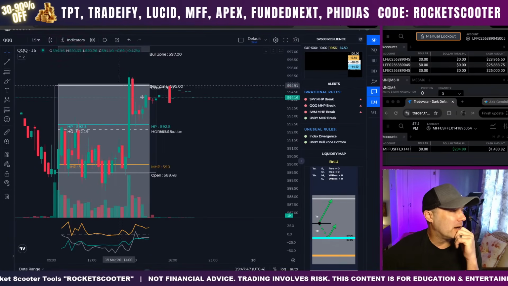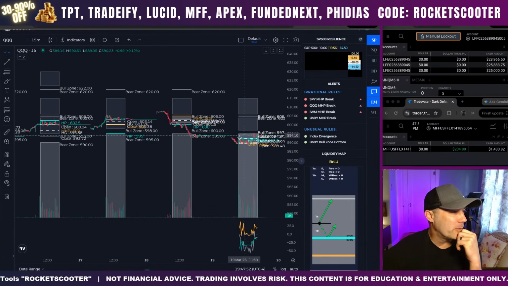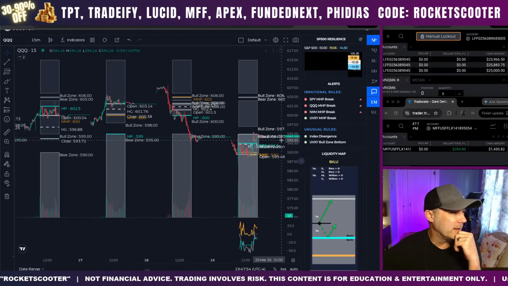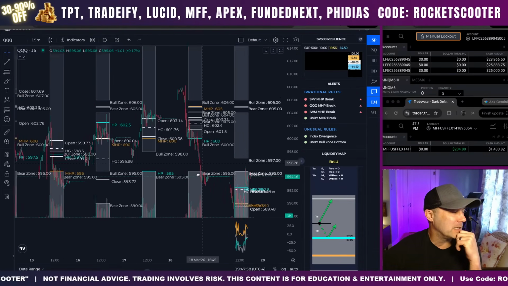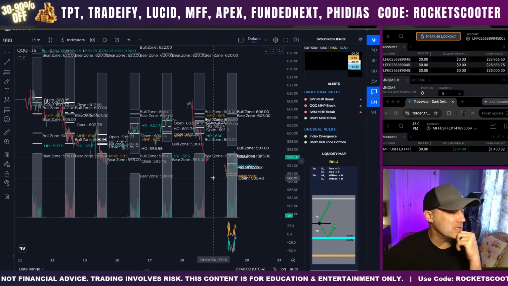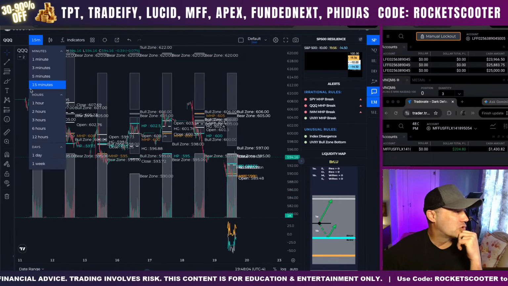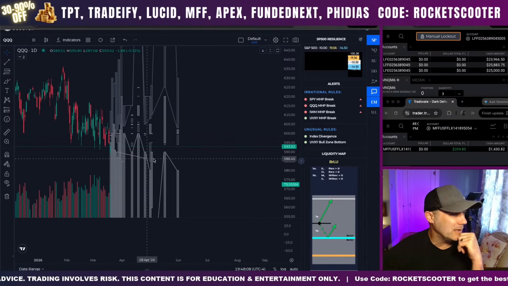By the way, look at Rocket Scooter. We don't have this for futures data, but we now have the historical liquidity pockets and MHP maps on the 15-minute time frame on the S&P and QQQ. You can see all that. But if we jump up to the daily maps, the monthly maps here on SPY.